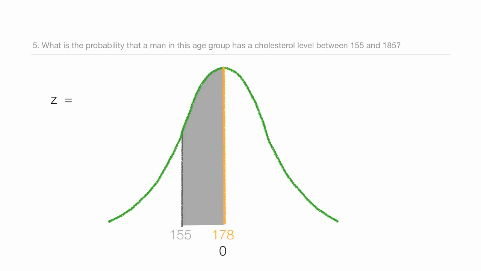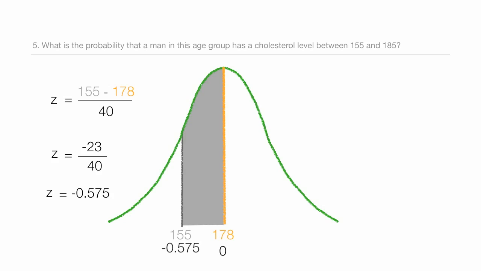So z is equal to 155 minus 178 divided by 40. 40 is the standard deviation, 155 is the observation in question, the first observation, and 178 is the mean. 155 minus 178 is equal to negative 23, divided by the standard deviation, which is 40, is equal to negative 0.575. Now, if you look that up in the back of your book, in the standard normalized table, that should equate to 0.2190.